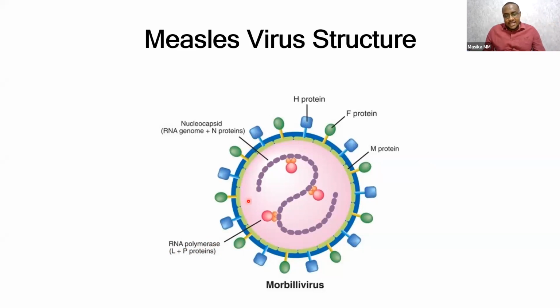The other proteins here are the matrix, but the other important one is the H protein and F protein. Remember, when you see H, that means it can cause hemagglutination on red blood cells outside the body in a petri dish, not in the body.